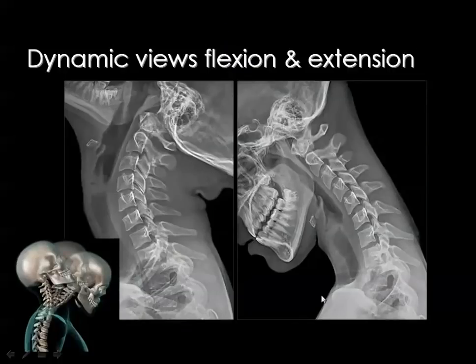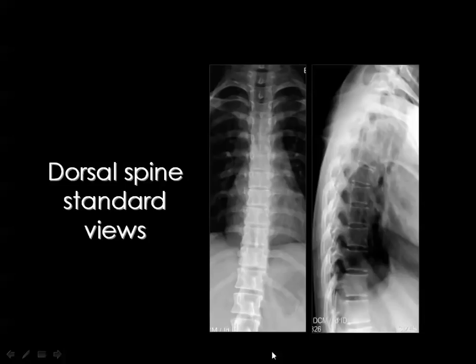Dynamic views of the cervical spine are usually obtained to assess spinal instability, and they are also good in the evaluation of the lumbar spine. Then we have the lateral view in the neutral position, then a view during extension and another view during flexion. And we assess the vertebral alignment during these positions for any possible spinal instability.